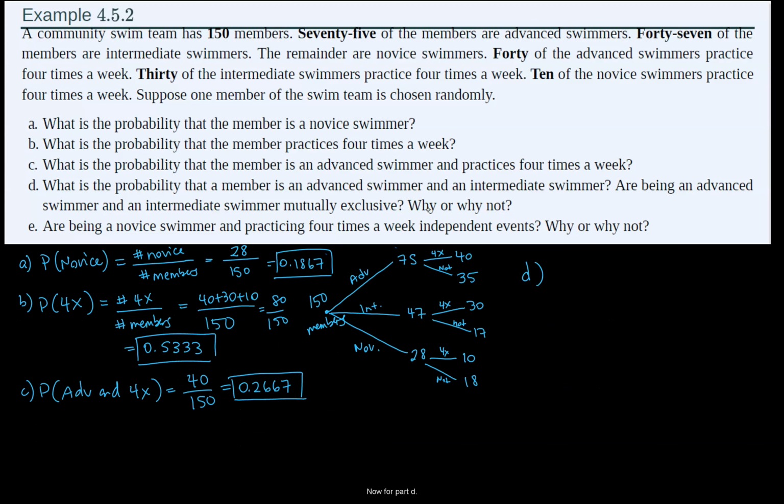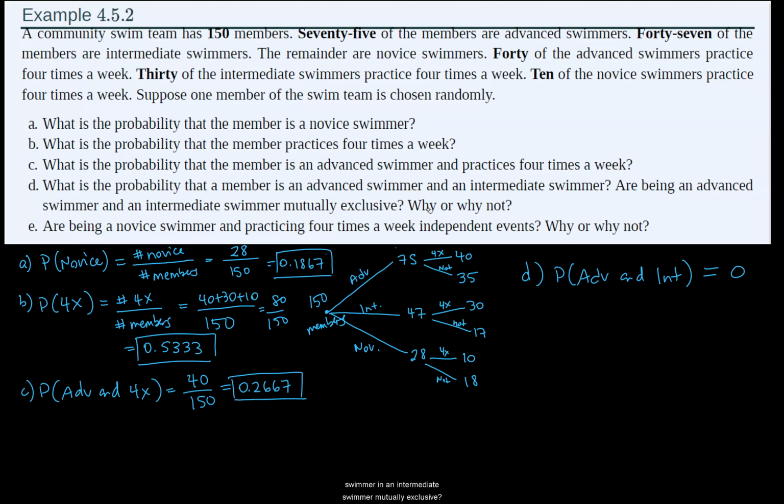Now for part D, what is the probability that a swimmer is an advanced swimmer and an intermediate swimmer? Do we have any swimmers that are both advanced and intermediate? Well, no, we can't, because there are 75 advanced swimmers and 47 intermediates. We cannot have them in both groups. Either you're advanced or you're intermediate. You don't get to be both. So the probability for both is 0. Check out that next question.